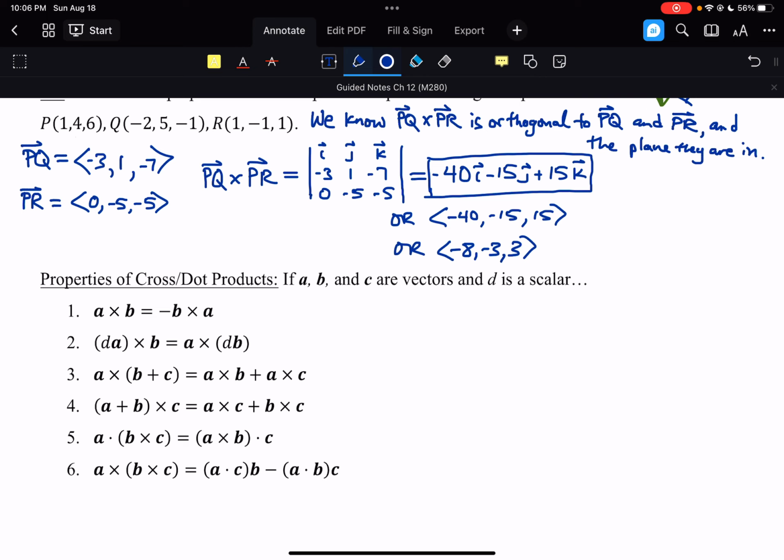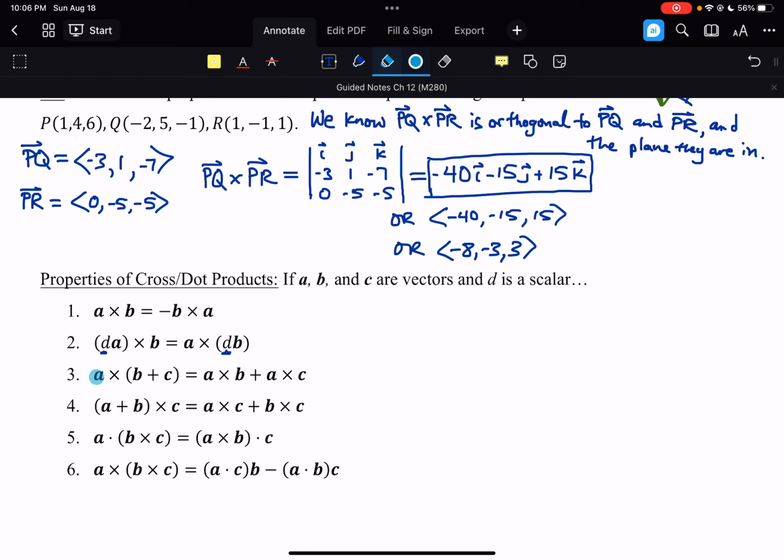If you have a scalar, like a scalar d, dA cross B is equal to A cross dB. So you can move scalars between the different rows of the determinant. It won't matter. You can even pull it all the way out to the front. It's not going to make a difference.